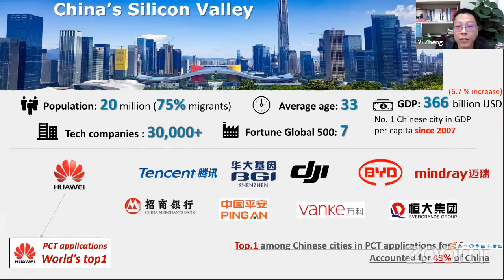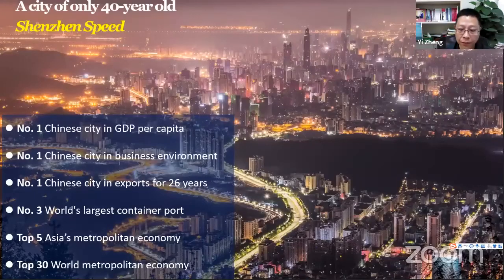Shenzhen has been the number one Chinese mainland city in GDP per capita since 2007, and it has already exceeded Hong Kong in total GDP. Well, it's a very young city. Like 40 years ago, it was just a small fishing village. And the growth of Shenzhen is really an economic miracle. In China, when people say something developed really fast, we would say it has a Shenzhen speed. As you can see, after 40 years, Shenzhen has already got many titles.